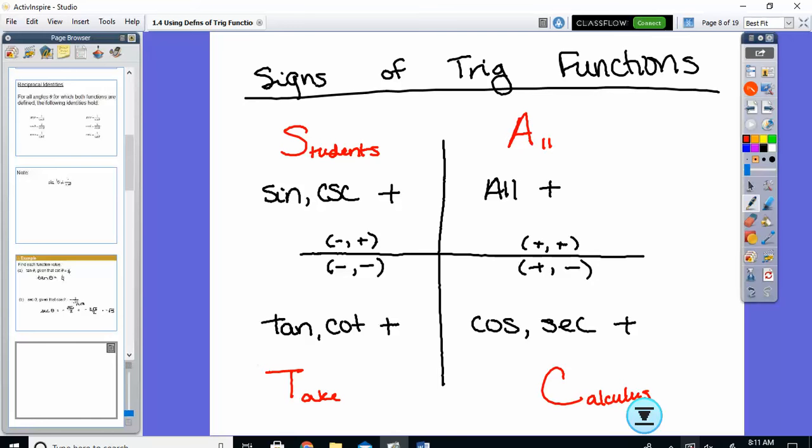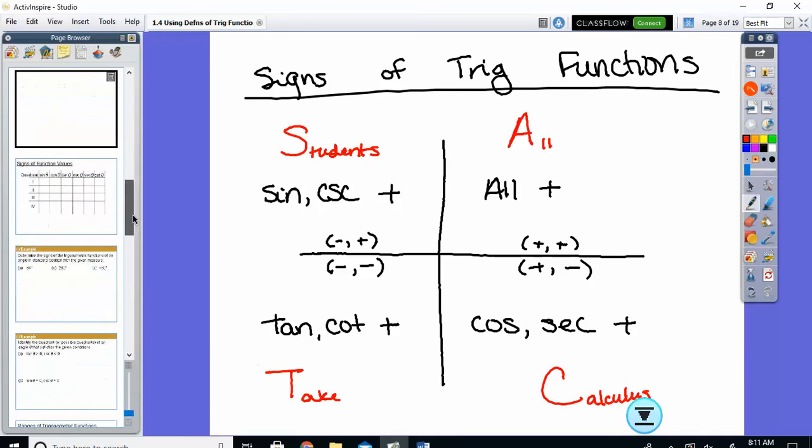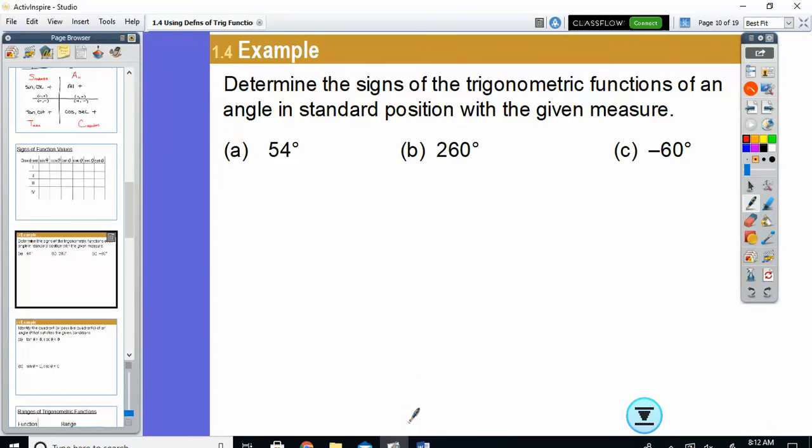Let's look at some topics. I just want to know the signs of the trig functions of an angle in standard position with a given measure. So we know, can I just make a table instead of writing all 6 trig functions for each of these? Would that be okay? We know sine and what other function will always be the same?